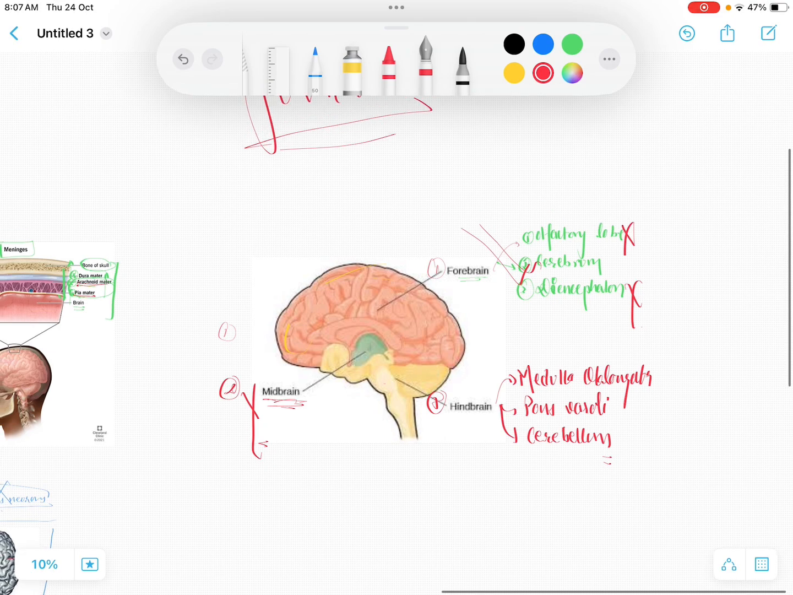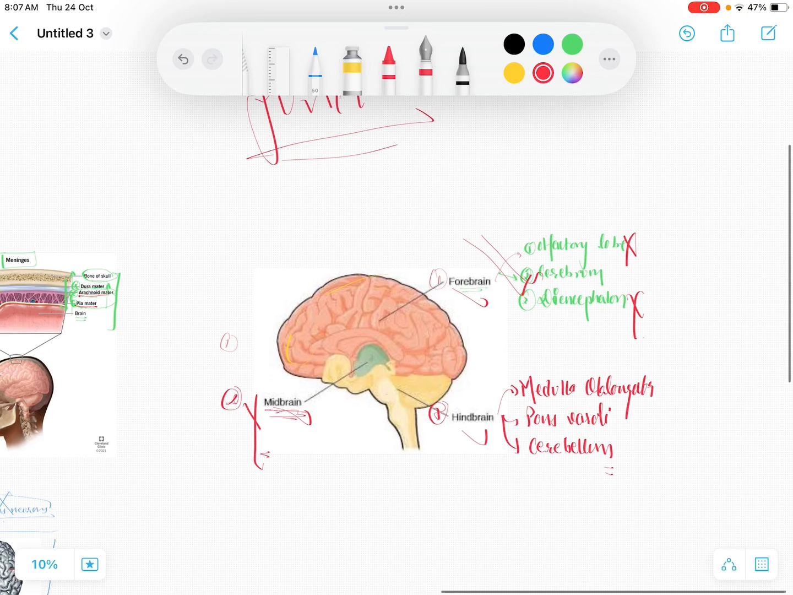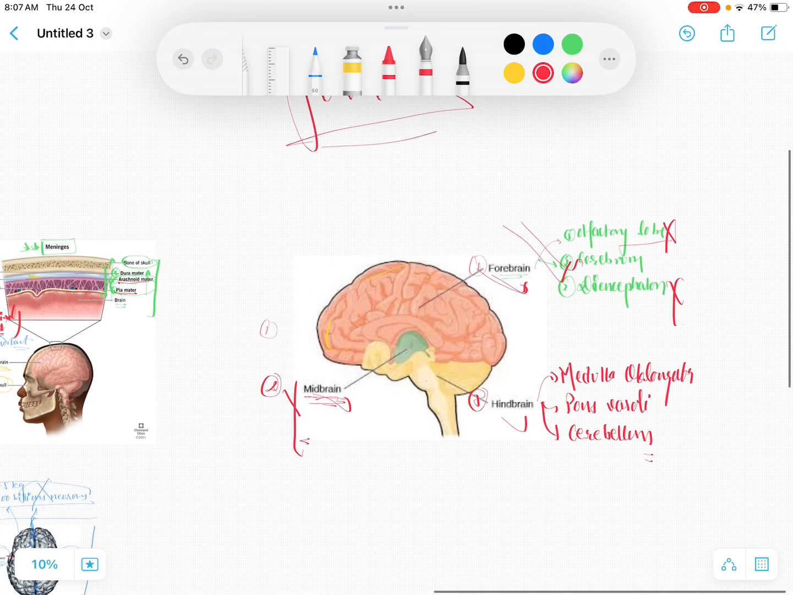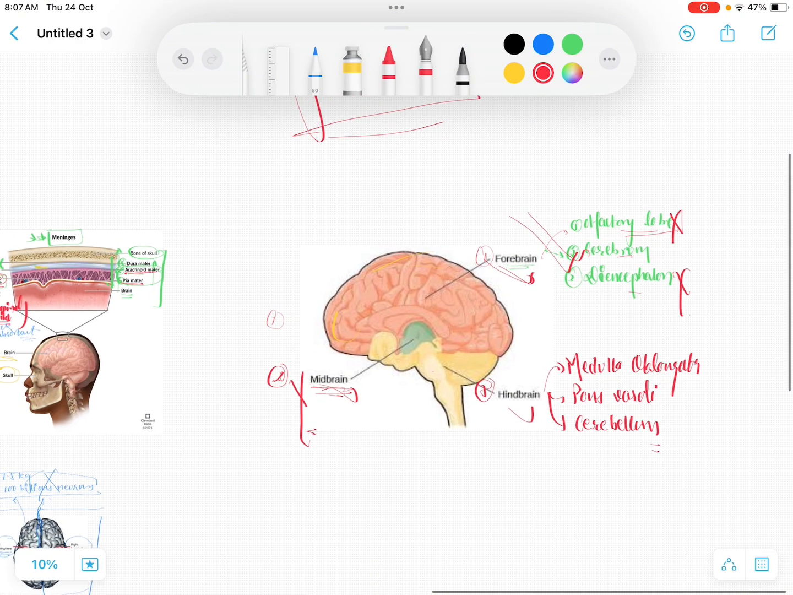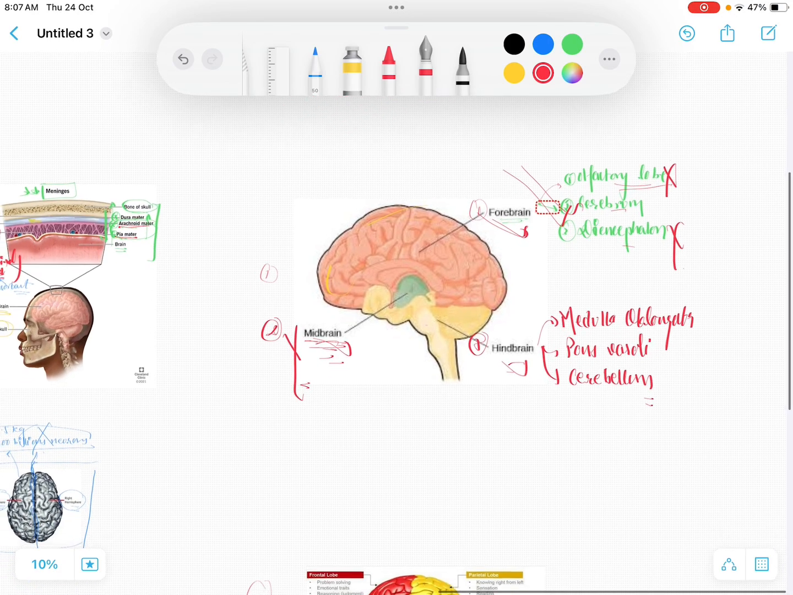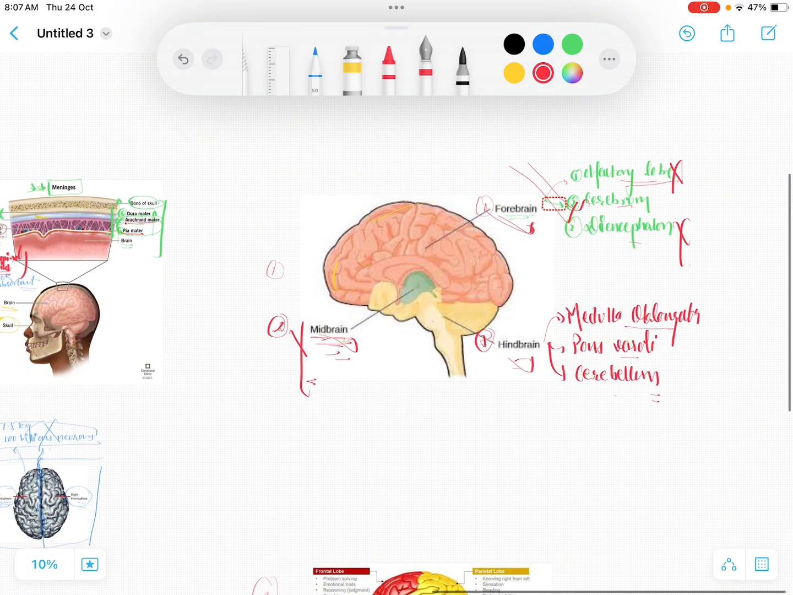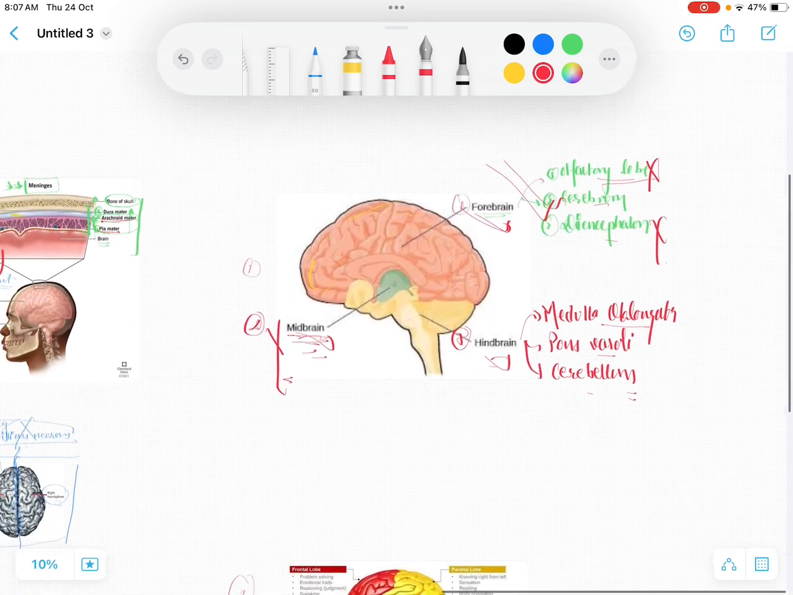What I've done till now is classify the brain into three parts: forebrain, midbrain, and hindbrain. The forebrain can be classified into the olfactory lobe, the cerebrum, and the diencephalon. We don't need to learn any more details on the midbrain. The hindbrain is comprised of the medulla oblongata, pons varolii, and cerebellum. You just remember the names, okay?